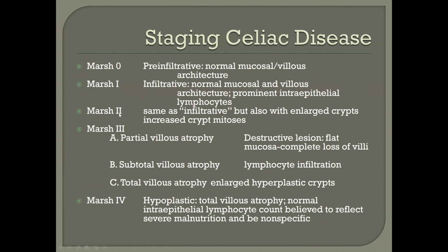In terms of staging, here's the Marsh classification, a 0 through 4 staging classification, and I'll just illustrate what these may look like. Essentially, we're talking about the degree of atrophy in the villi, and how much of an inflammatory infiltrate you're going to see. Prominent intraepithelial lymphocytes at Marsh 1, but no architectural change. Some enlargement of the crypts with stage 2, and then you begin to see atrophy with stages 3 and 4.